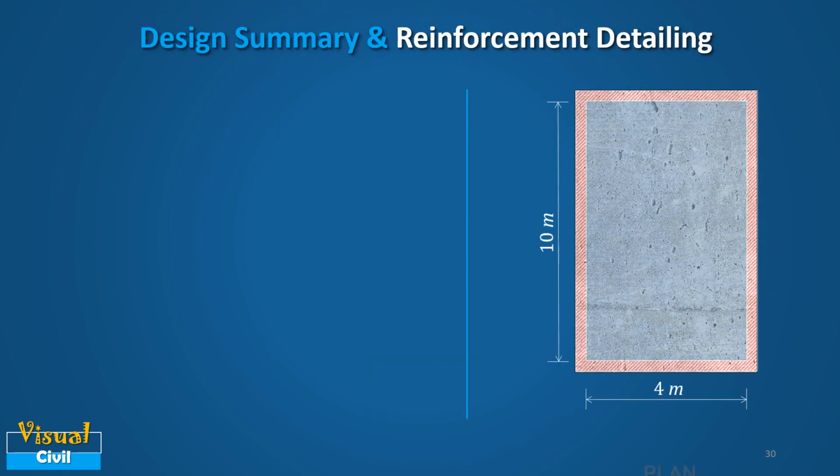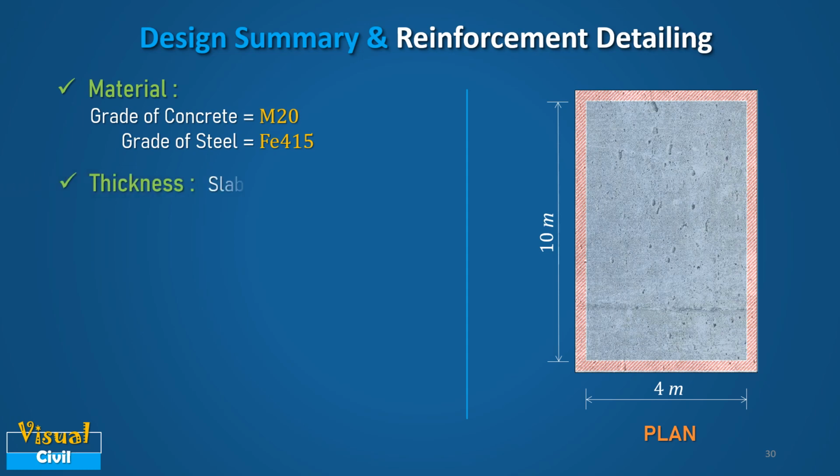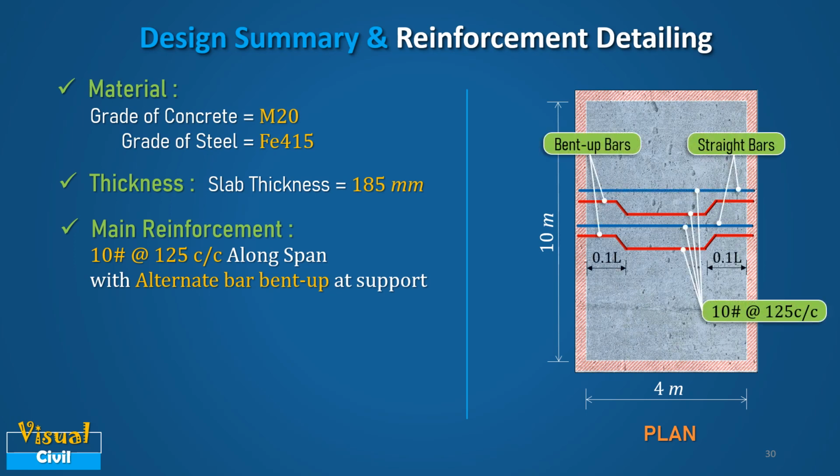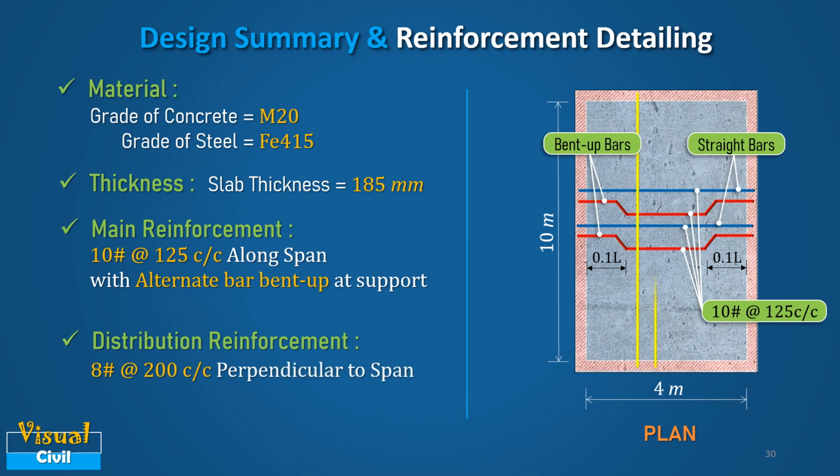Finally, let us summarize the design and the reinforcement detailing. A simply supported one-way slab is designed with M20 grade of concrete and Fe415 steel. The thickness of slab is 185 mm. 10 mm diameter bars at 125 mm center to center are provided along the span with alternate bars bent up at support, while 8 mm diameter bars at 200 mm center to center are provided as distribution bars perpendicular to the span.